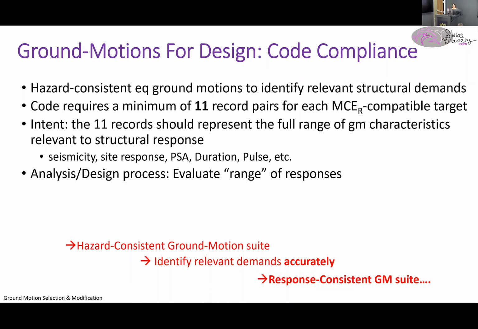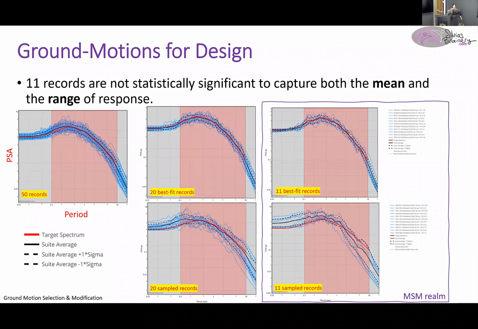And that's what's exciting about the field of ground motions, is that it's not just a seismicity problem, it's also structural or geotechnical response. I'm a structural engineer, so I will focus on structural, but geotech has the same issues. So we've got these 11 ground motions. All the young kids in the world these days, you're all taking statistics, and 11 ground motions is not a good statistically significant number to capture both the mean and the range of response.